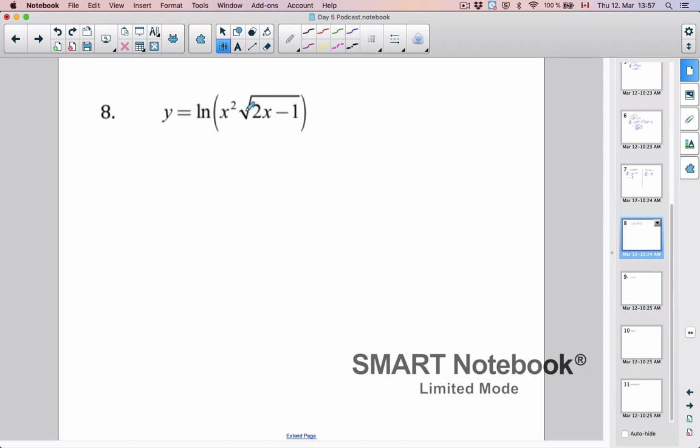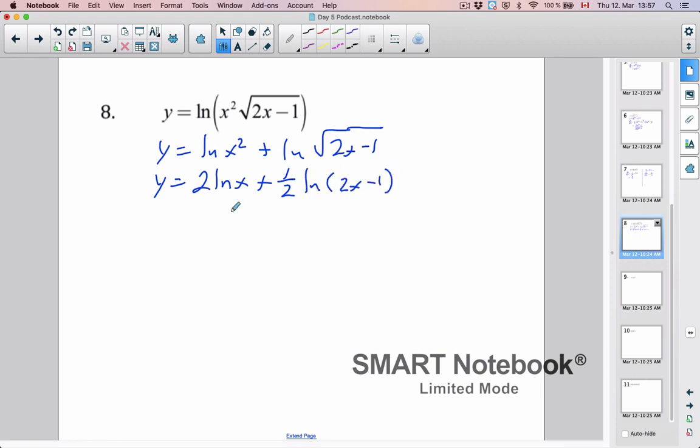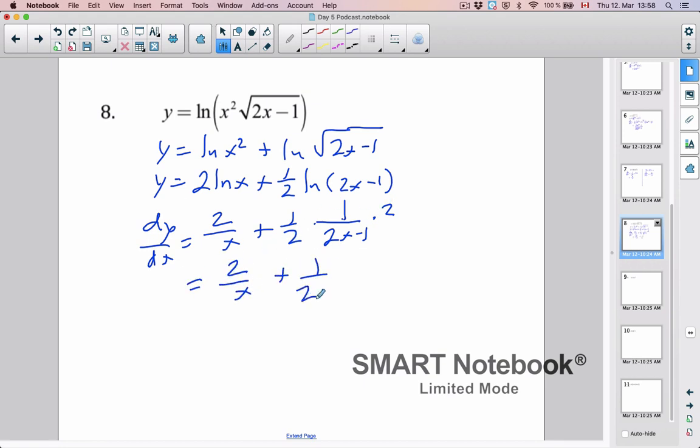So this one here is going to be much simpler if we use some log rules first. Okay, so we can split this into ln x squared plus ln root of 2x minus 1. And next you can use another log rule and say this is 2 ln x. And this is to the power of half, right? It's a square root, so we can write this as half ln (2x minus 1). And then the derivative is quite simple. This is 2 over x plus half times 1 over (2x minus 1). That's the derivative of ln. Chain rule says we have to multiply by 2, so this 2 and this half cancel. And we have 2 over x plus 1 over (2x minus 1).